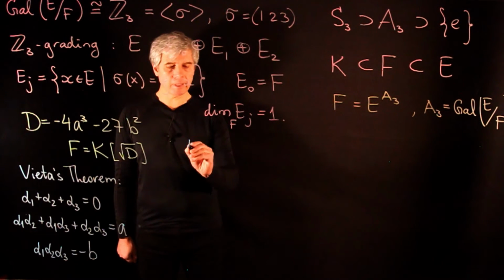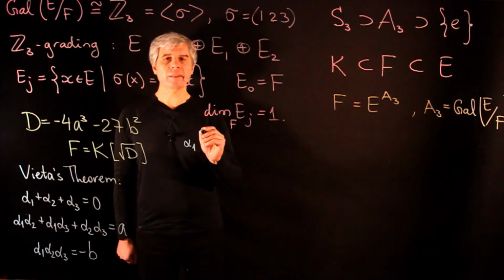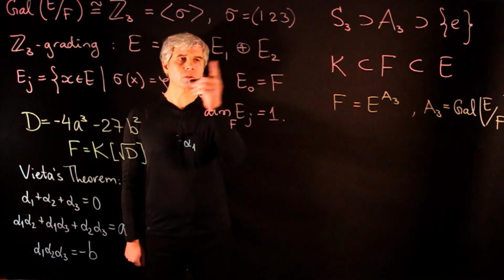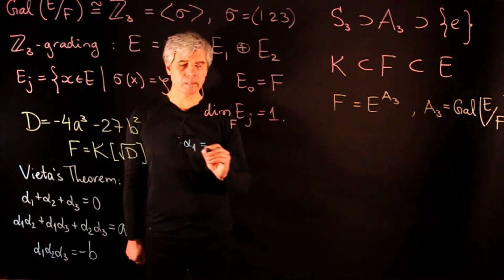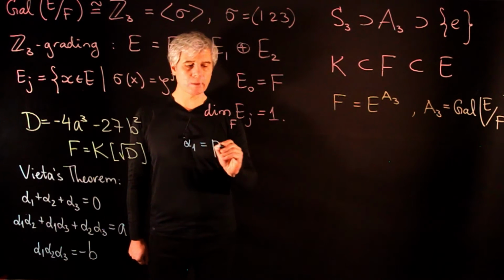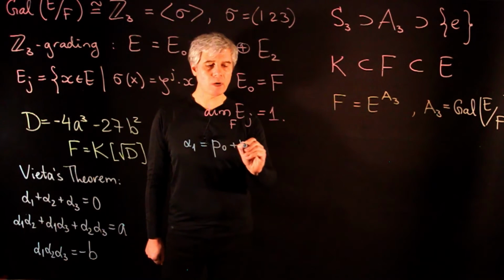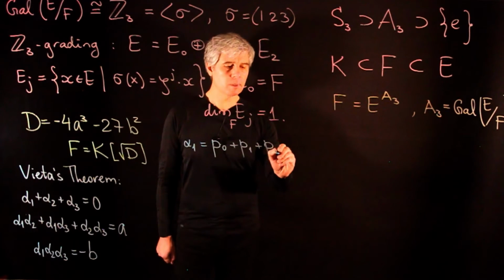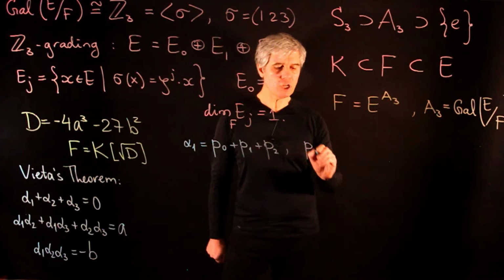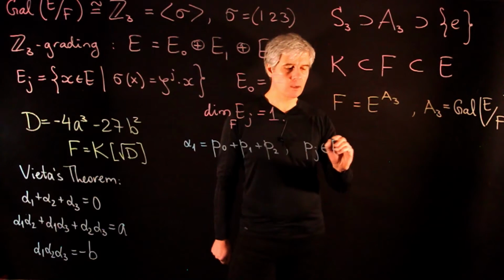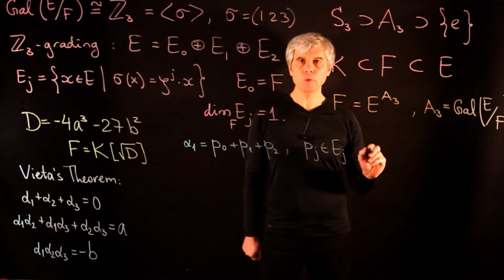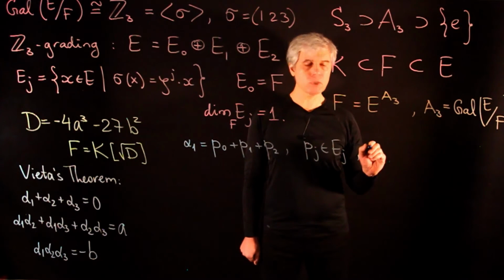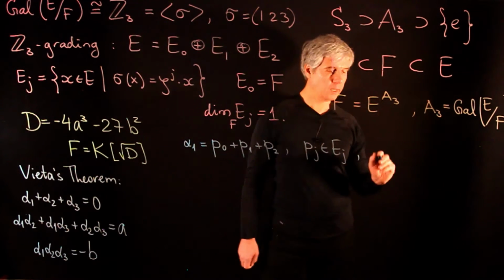Let us take an element alpha 1 and decompose it according to this grading. So we write that alpha 1 is P0 plus P1 plus P2, where each component Pj belongs to Ej. These components may be calculated using the Lagrange resolvent.